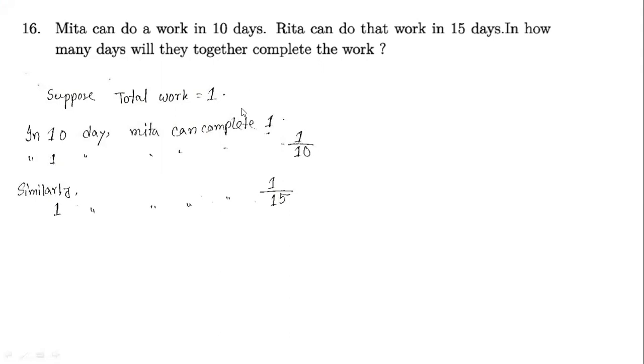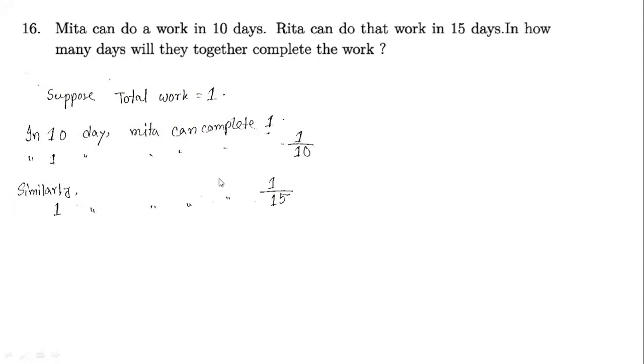Suppose our total work is 1. In 10 days, Mita can complete 1. So what about for 1 day? It will be 1 by 10. Similarly, what about for Rita? That will be 1 by 15. Why? Because in 15 days, Rita can complete 1.